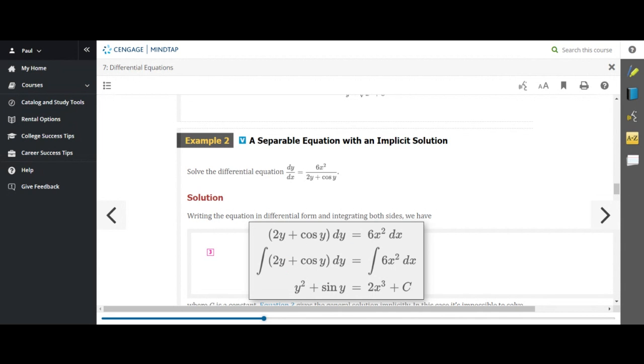And then they get y squared plus sine y equals 2x cubed plus a constant. And that's called an implicit solution. You're not getting an explicit solution for y. You can't solve that and get y equals a function of x. So this is called an implicit solution. I just want to make you aware of that, because it's something you should be aware of. Are there any questions on that?